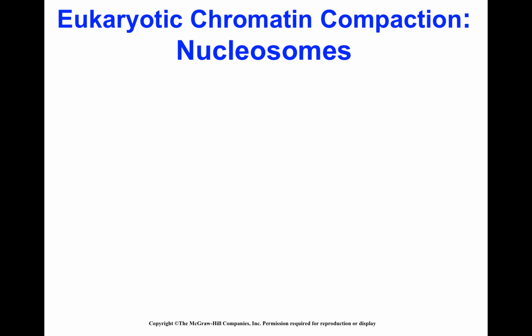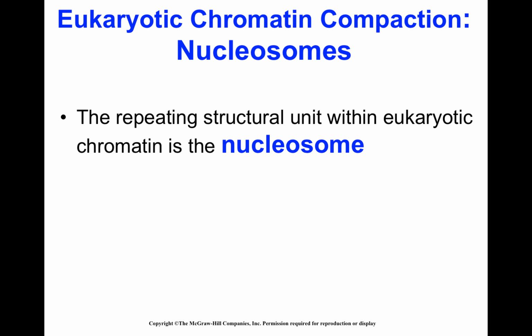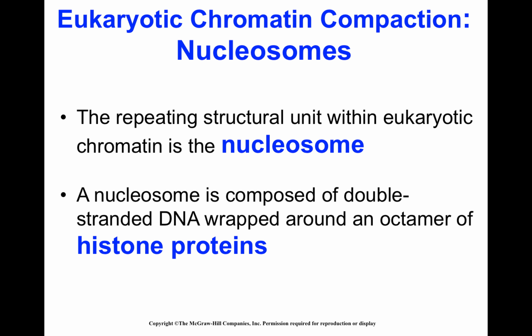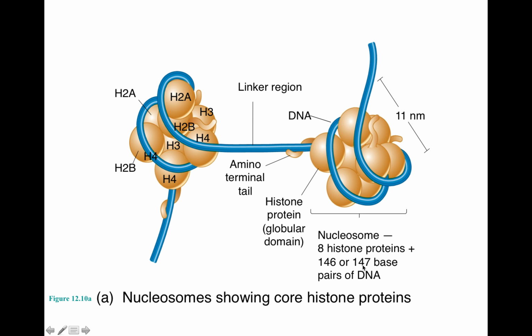Eukaryotic chromosome compaction is based on the nucleosome structure. A nucleosome is composed of double-stranded DNA wrapped around an octamer of histone proteins, just like thread gets wrapped around a wooden spool. Here is the basic structure of a nucleosome.